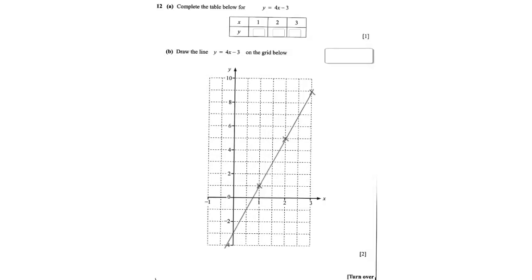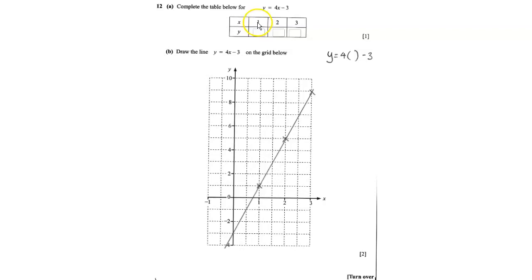So this one's a straight line graph for question 12. You can see the equation there is y equals 4x take away 3. So that's important when we actually fill in these values here. What you can do is take out the x and replace it with brackets. That just means 4 times something take away 3, and the something is the x values.